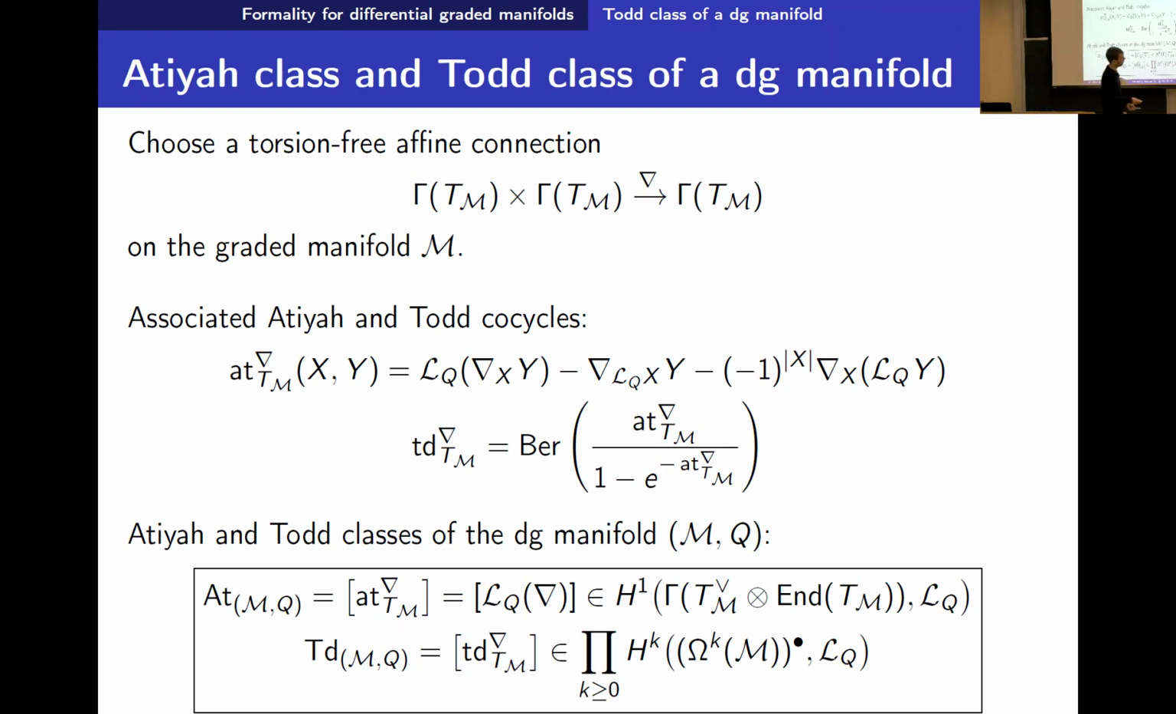Okay, so your connection is such a map. And essentially what you do is you just consider the Lie derivative of the covariant derivative nabla with respect to the homological vector field. And although the covariant derivative is not tensorial, it's not a tensor, it's not a bundle map.